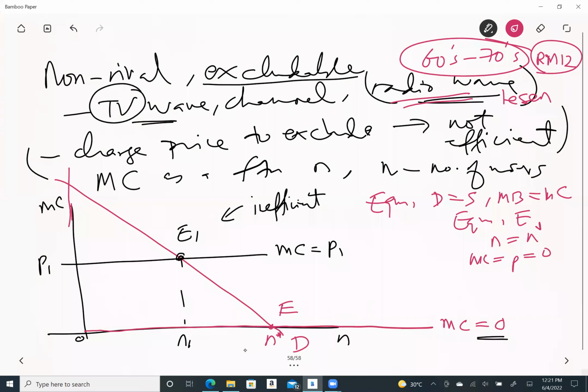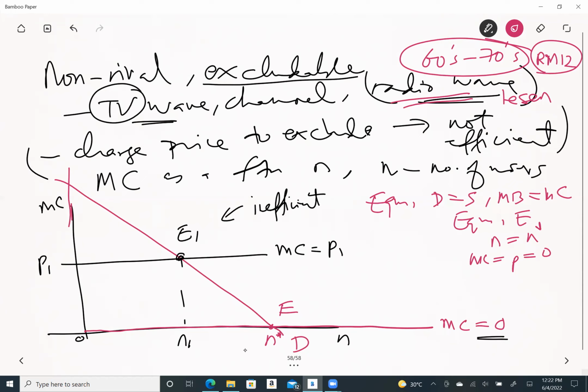But TV is still being priced. So for this kind of good, it's inefficient to charge a price. Any question? Make sure you understand the difference. For non-excludable rival, it's efficient to charge the price. That is the toll. For the other type of good, non-rival, excludable, it's not efficient to charge the price.